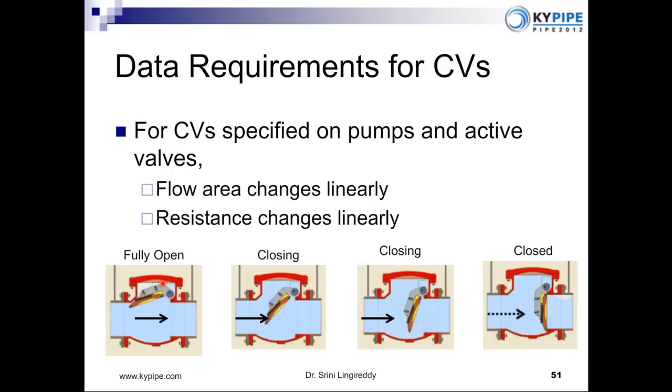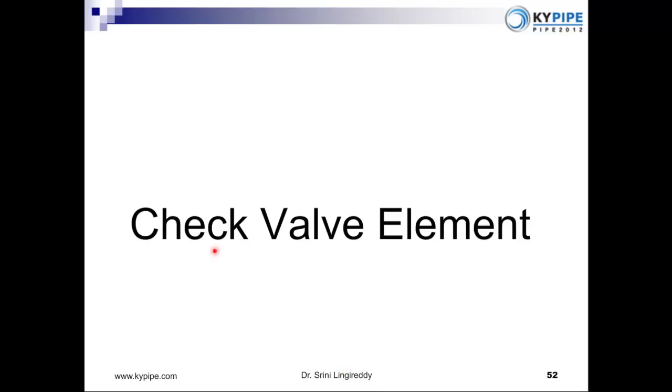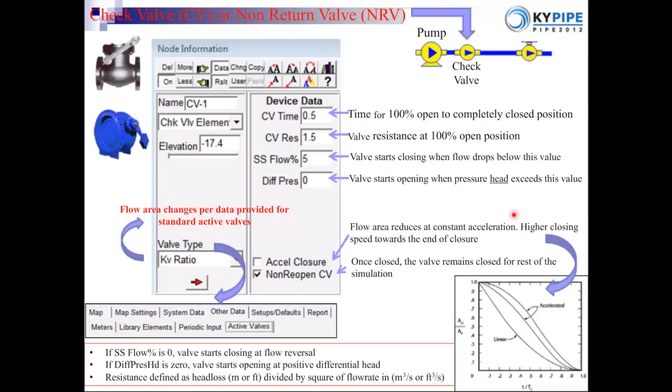So this is an illustration that shows we assume that the flow area changes. Let's suppose you set the time for closure to 1 second. We assume that the flow area changes linearly in that 1 second period. Consequently, the resistance also changes linearly in the 1 second period, which may not be true for a given check valve, and that's where we added many other features for this new check valve element.